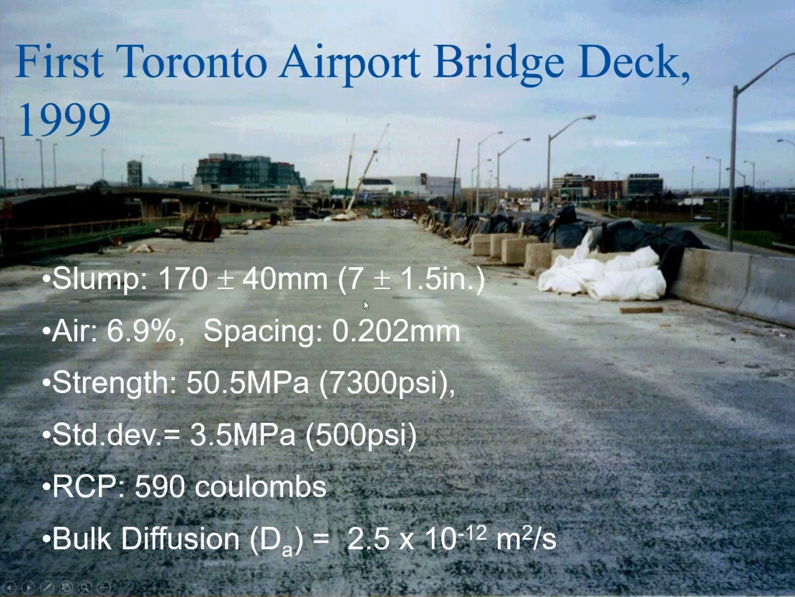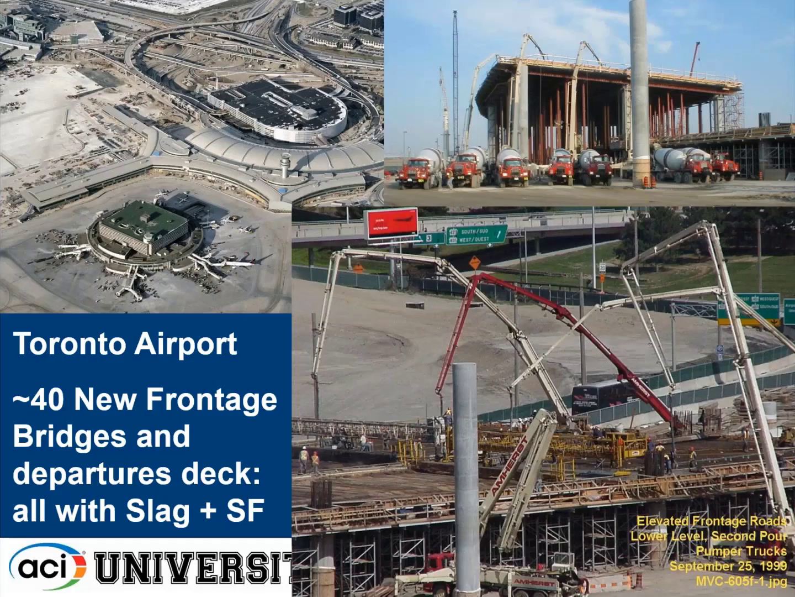And again, here's some data from that first bridge deck they did. Got a fairly high slump, 7-inch slump, almost 7% air with a good spacing factor. That's 0.008 inches here. Strength was about 7,300 psi with a fairly low standard deviation. Again, about 600 Coulomb values and low chloride diffusion rates, which is what they're looking for, long service life with low maintenance. And I know the airport has done a lot of 10-year and 20-year inspections of these bridges, and there's no evidence of any corrosion on these bridge decks.